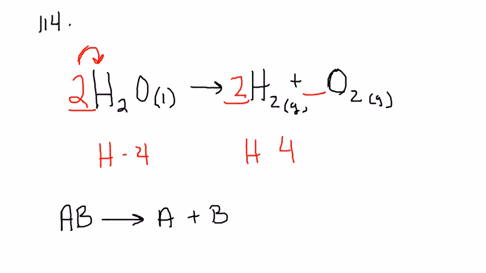So this 2 also distributes over to the oxygen, giving me 2 oxygens. Well, as it turns out, reactant side I have 2, product side I also need 2. But as it turns out, I already have 2. So I just need 1. Okay, and there's my balanced equation.